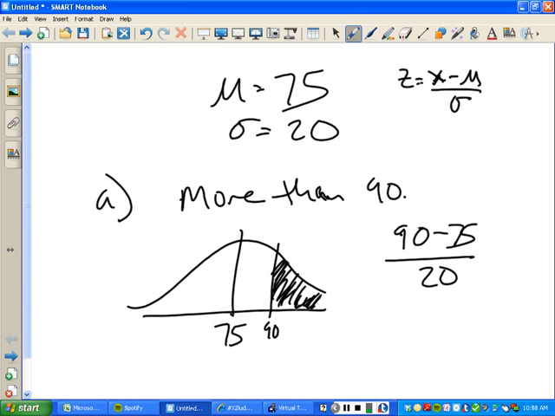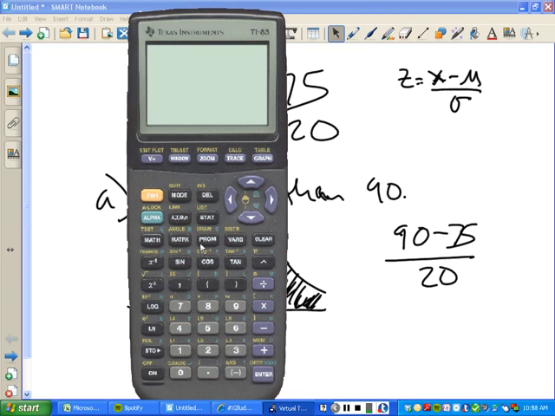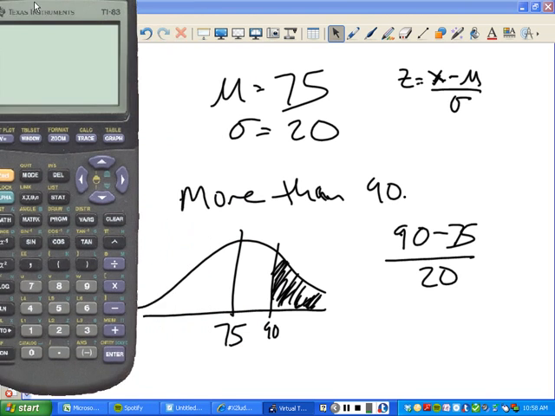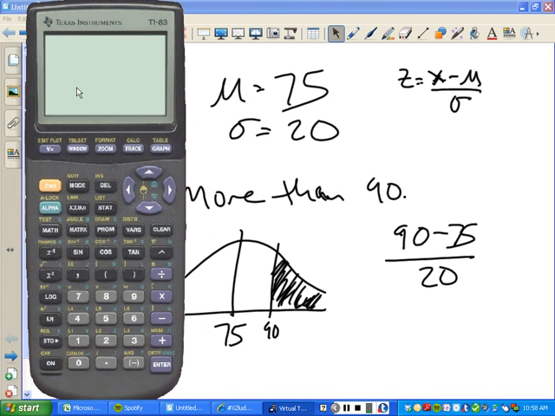Now, here's what I know. Some of you are calculator dependent, and you know what? I'm ready to embrace that. So let's do it. 90 minus 75. Make sure you put the entire top piece in parentheses, divided by 20.